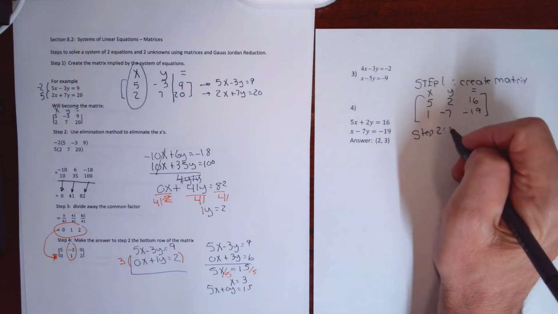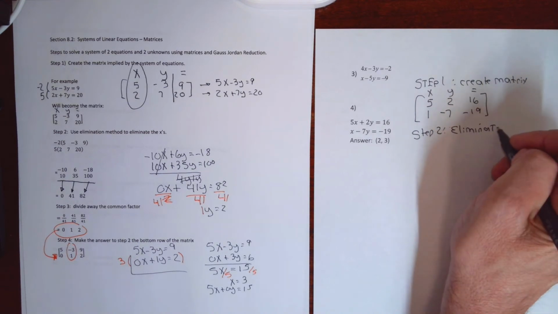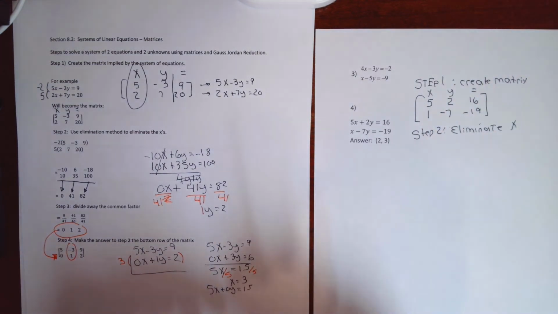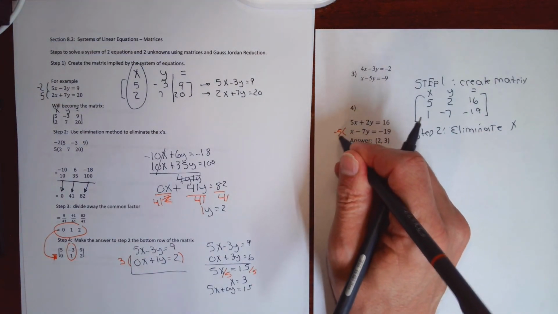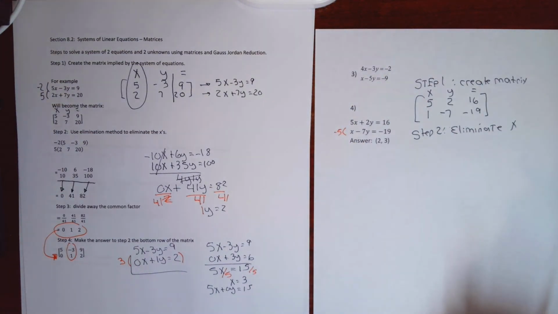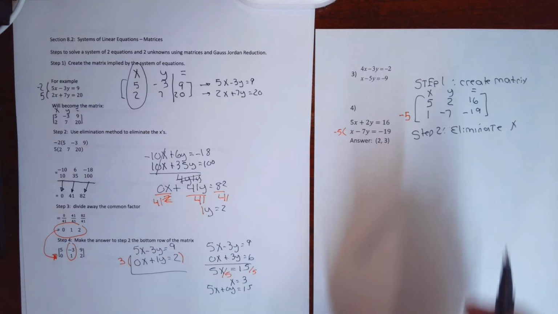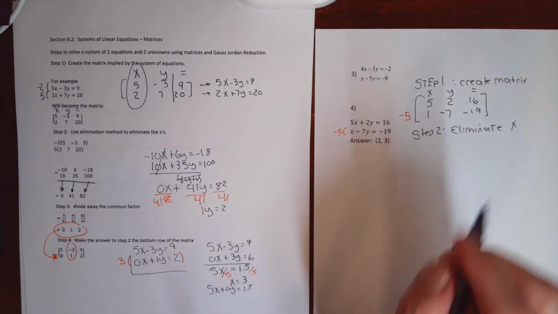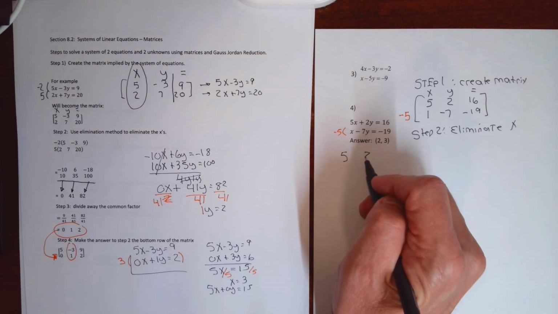Step 2, I'm going to eliminate the x's. And of course, if you're doing the elimination method, hopefully it's obvious that you'd multiply this by -5 to cancel out the x's, because you'd have both a positive 5x and a -5x. That's exactly what I'm going to do. I'm going to multiply the bottom row by -5 to force the x's to cancel. I'm going to leave the 5, 2, and 16 row intact.